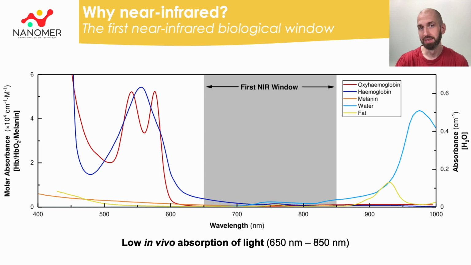In this figure, you can see the molar absorbance of various common compounds found inside the body and alongside the absorbance of water. What can be seen is there is a large gap between the various peaks in the window, around between 650 nanometers and 950 nanometers, where there is very little absorbance of light. This is known as the first near-infrared biological window.